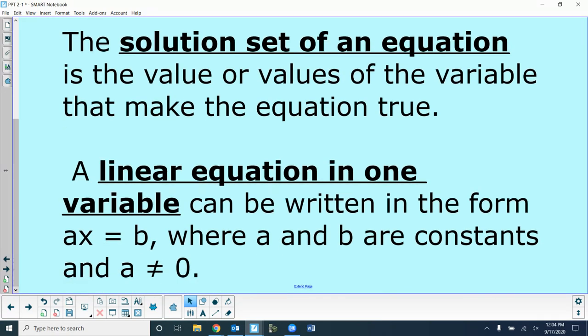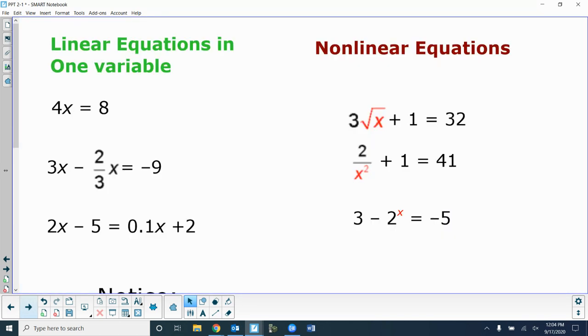A linear equation in one variable can be written in the form ax equals b, where a and b are constants, and a cannot be 0. Because if a was 0, then 0 times x would be 0. We wouldn't have our x times 1. All right? So again, this is stuff you guys already knew from Algebra 1.